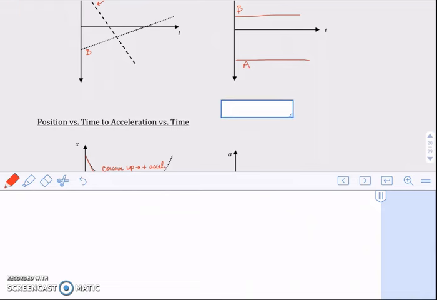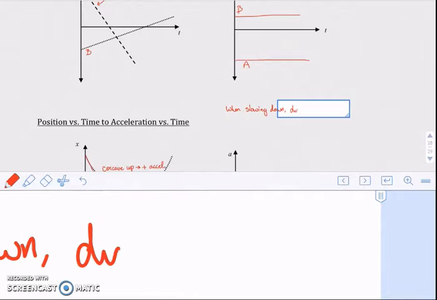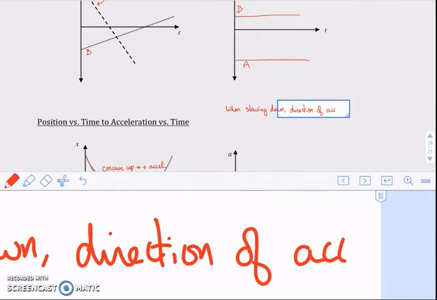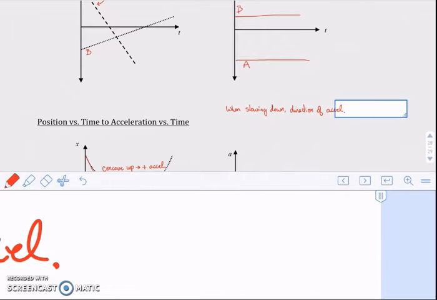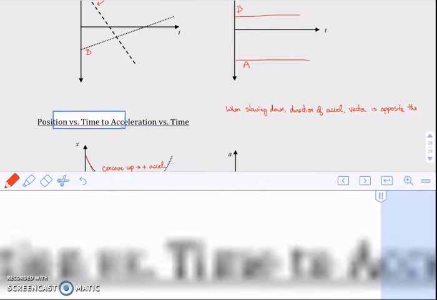When slowing down, the direction of the acceleration, or let's say of the acceleration vector, just to make sure what we're talking about, is opposite the direction of the velocity vector.